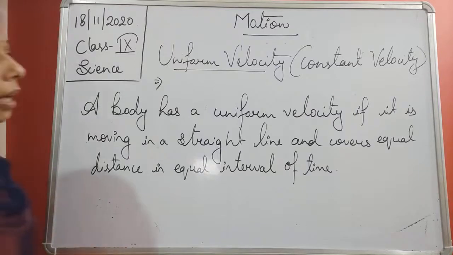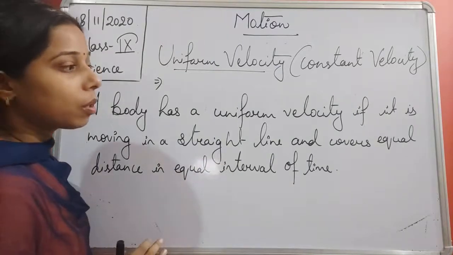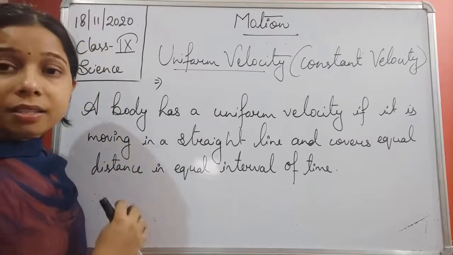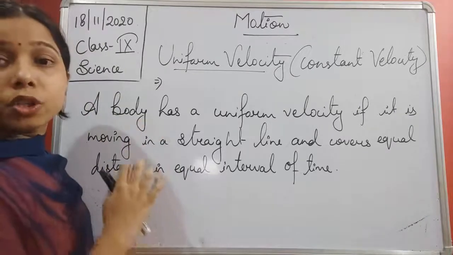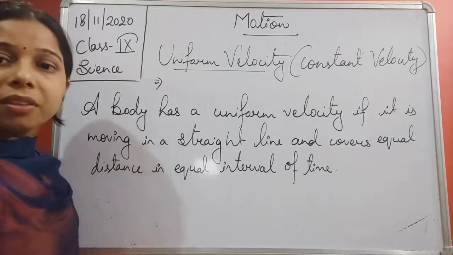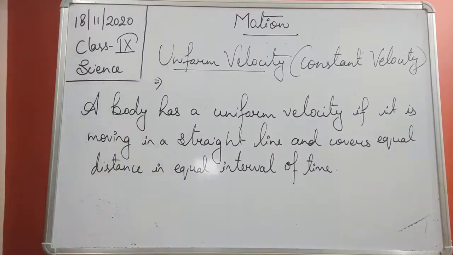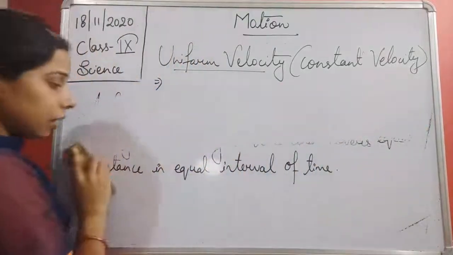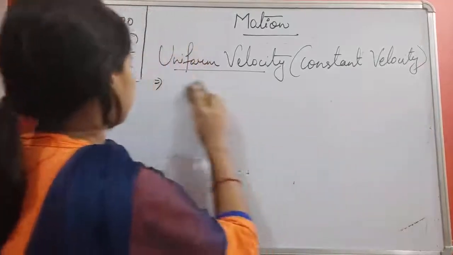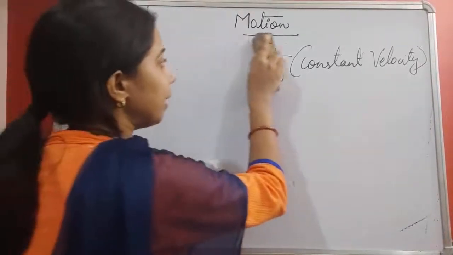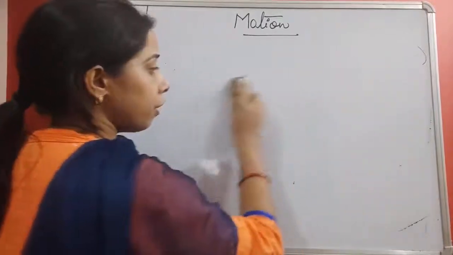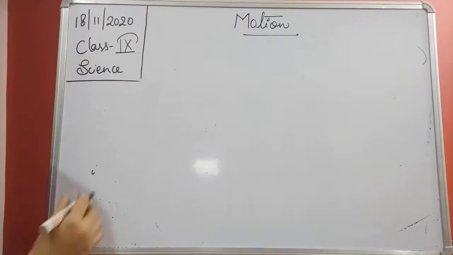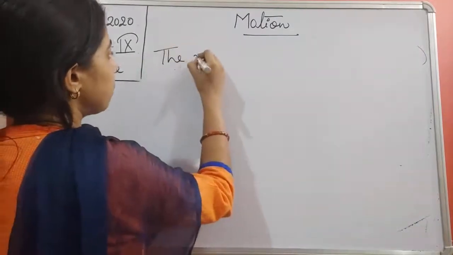Now the question arises: we discussed uniform velocity, in which the body is moving an equal distance. So when can we say that the body will show non-uniform or variable velocity? The velocity of the body can be changed in different ways, and especially here we will talk about the two ways by which the velocity of the body can be changed.